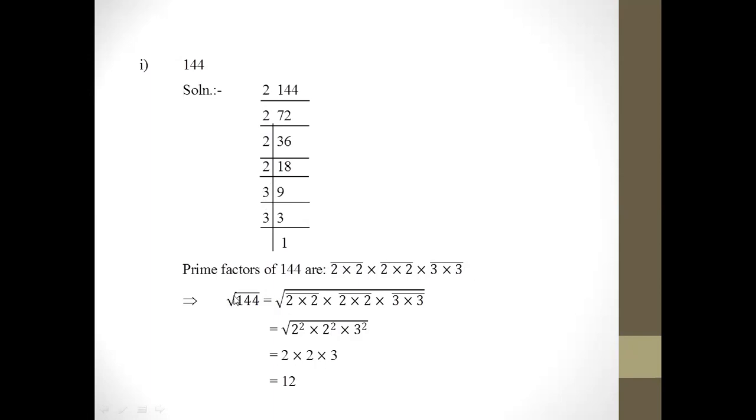Now you take the square root of 144 and the square root of the prime factors of 144. 2 into 2 means 2 power 2, 2 into 2 means 2 power 2, and 3 into 3 means 3 power 2. So this power 2 cancels with the square root, this power 2 cancels with the square root, and this power 2 cancels with the square root. So we get 2 multiply 2 multiply 3. When we multiply, 2 twos are 4, 4 threes are 12. So this is the required answer. This is the way to find the square root by prime factorization.